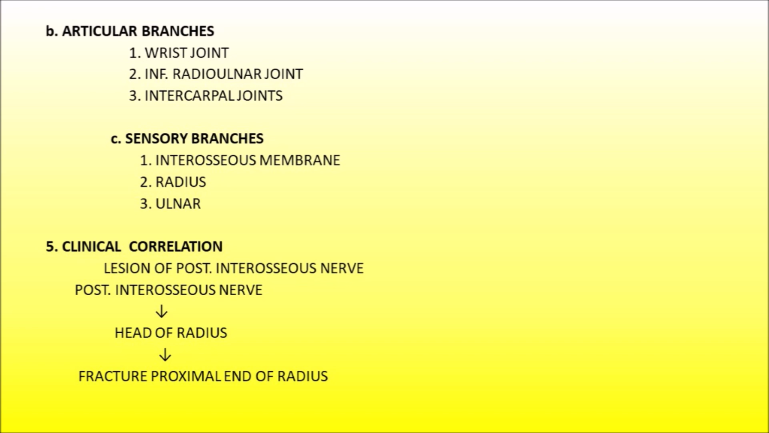Let us move on to its clinical correlation. The posterior interosseous nerve may be damaged during the surgical exposure of the head of the radius and in fracture of the proximal end of the radius.